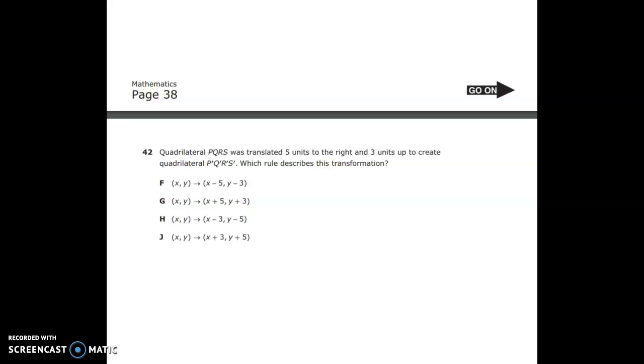Quadrilateral PQRS was translated 5 units to the right and 3 units up to create quadrilateral P prime, Q prime, R prime, S prime. Which rule describes this transformation? XY to X minus 5, Y minus 3. XY to X plus 5, Y plus 5. XY to X minus 3, Y minus 5. XY to X plus 3, Y plus 5.